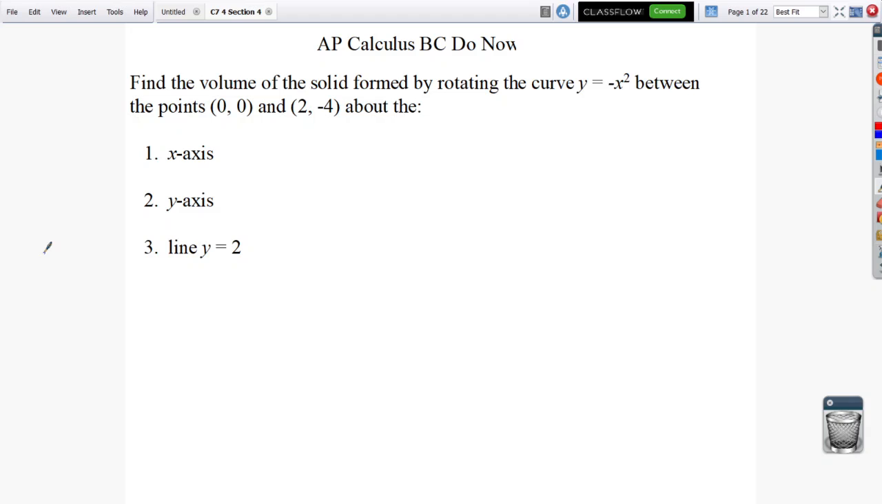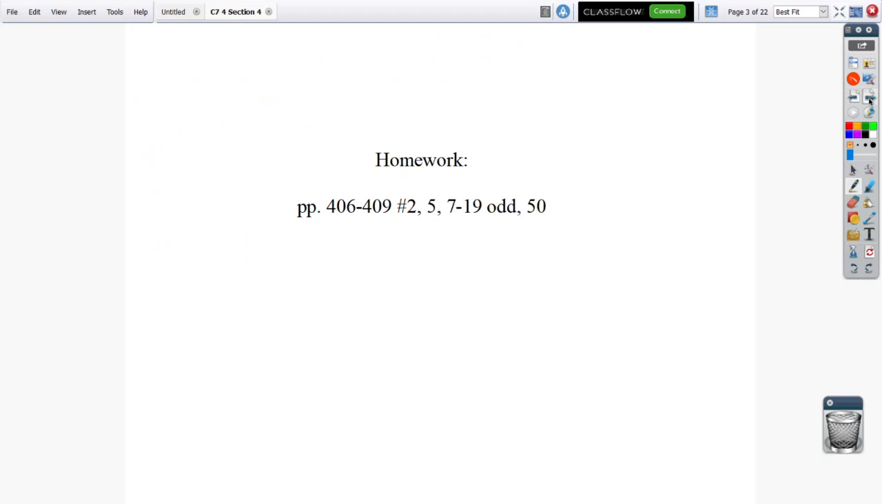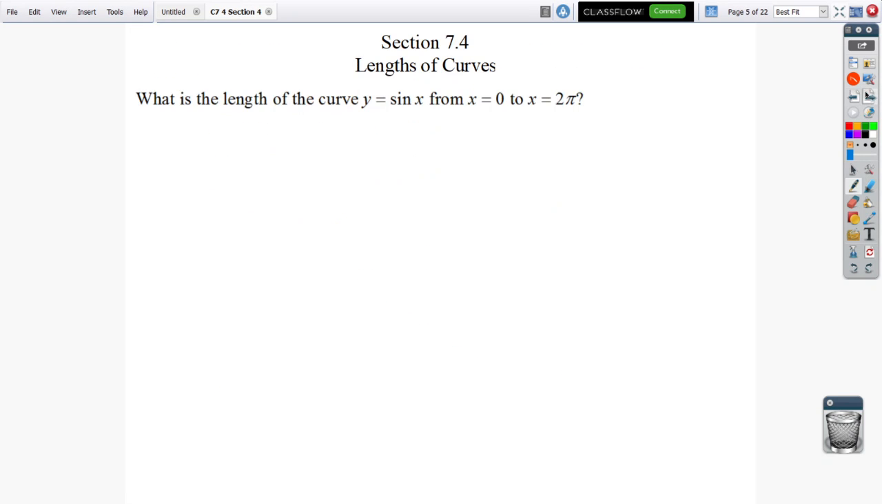So looking here, you can see that I have what would have been your do now if we were in person. I will point out that a lot of times AP, when they get into volumes rotated about an axis, will introduce an axis that is a non-major axis. Like rotating around the line y equals 2 is a common type of problem. All right, cool.